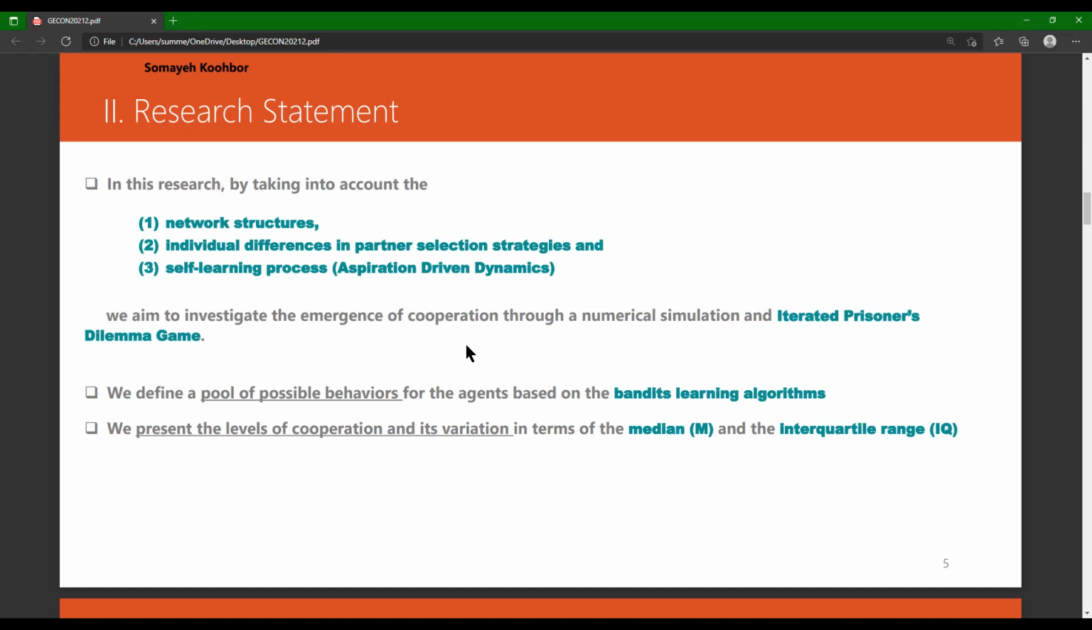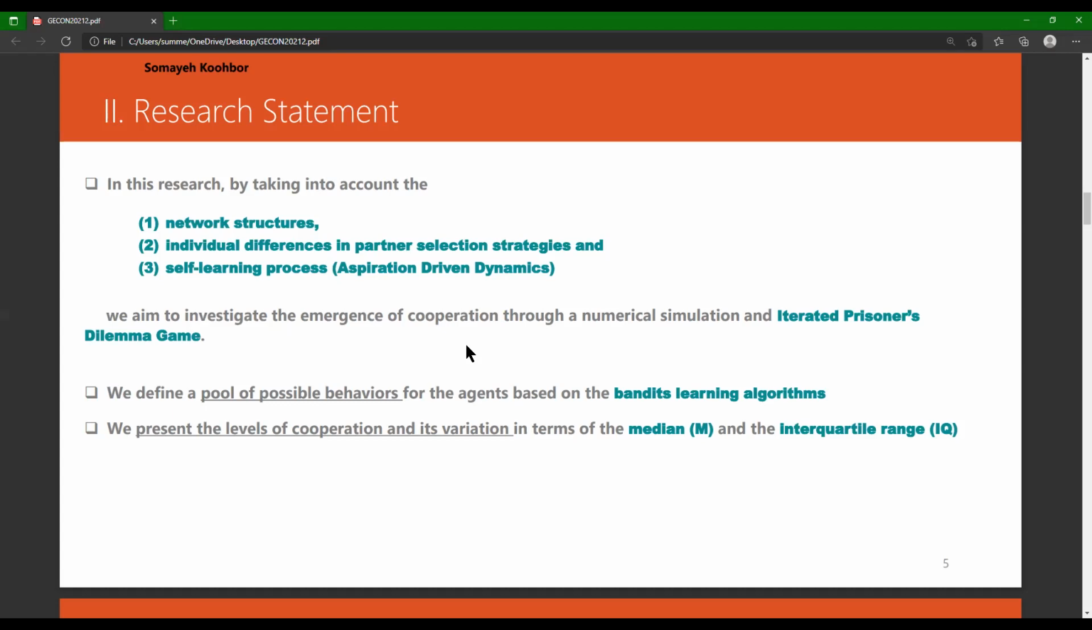And also, when it comes to partner selection strategies, we were trying to use reinforcement learning, specifically bandit learning algorithms, so that we design a pool of possible behaviors for each agent while they are playing the game. And for the game itself, since the focus of the literature is mostly on the prisoner's dilemma game, we also focused on this game specifically, in terms of exchange of economic values with each other.